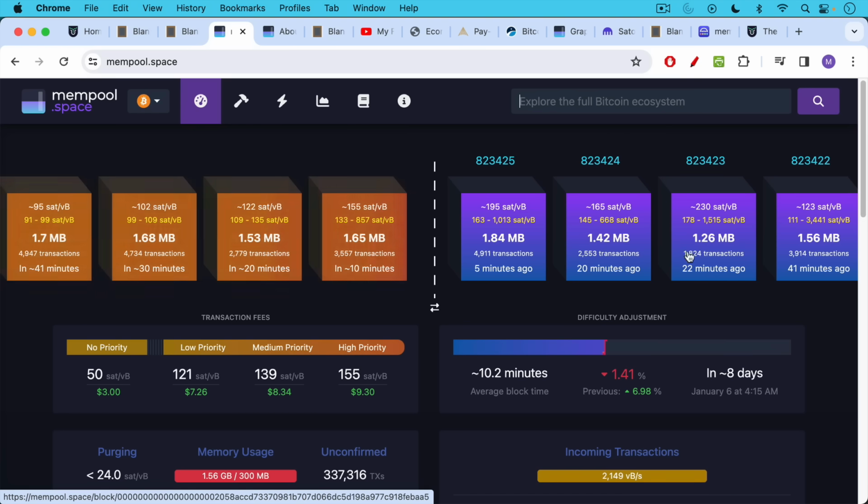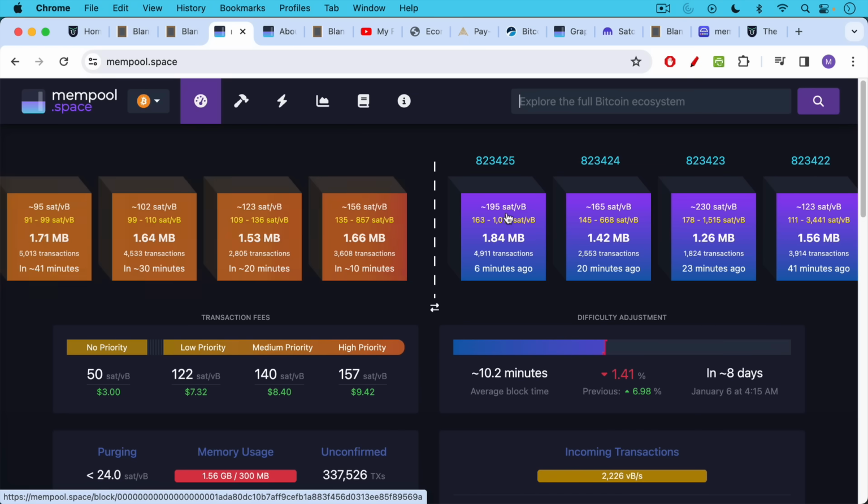We can also look in and see how much data was included in each block. You can have a maximum of 4 megabytes in a block, but really just 1 megabyte in terms of transactions. So there's also the witness data that can take up more data. That's why you see these numbers are above 1 megabyte per block.